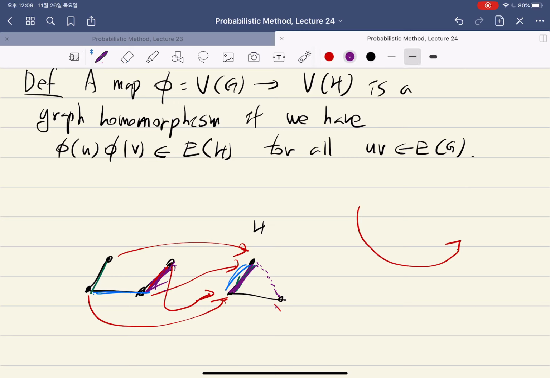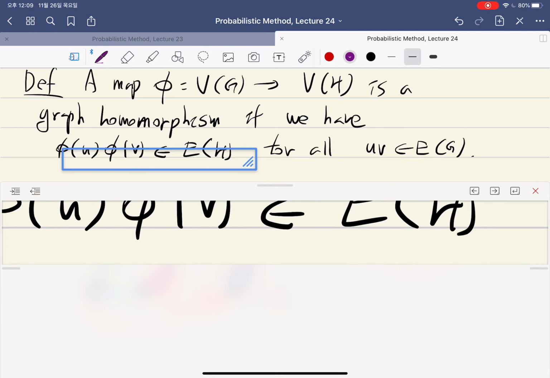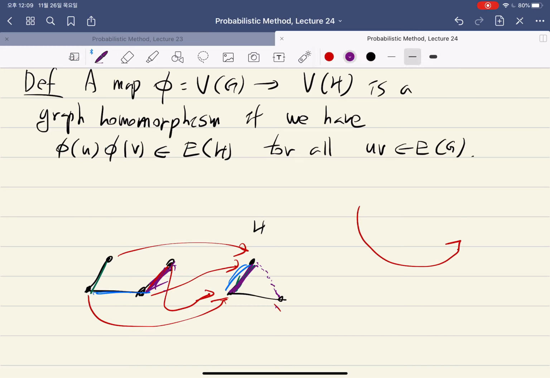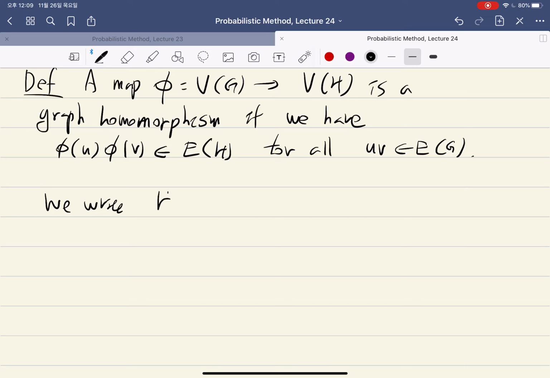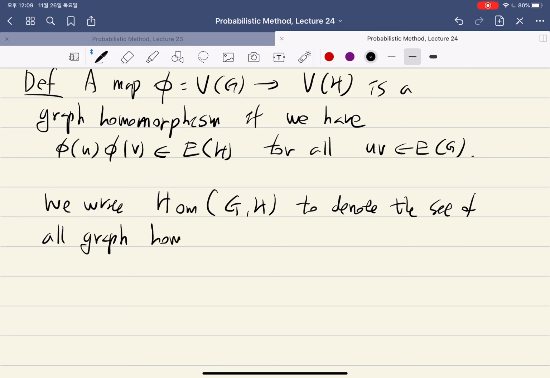We don't care how non-adjacent pairs are mapped. As long as all the adjacent pairs are mapped to adjacent pairs, it is a homomorphism. So that's the definition, and we write Hom(G, H) to denote the set of all graph homomorphisms from G to H.